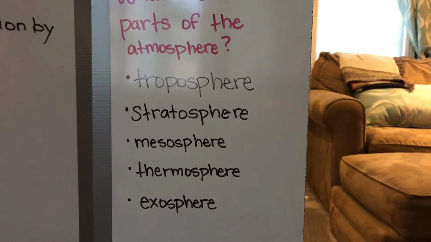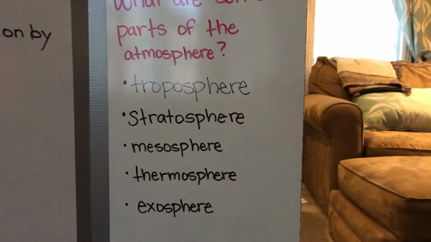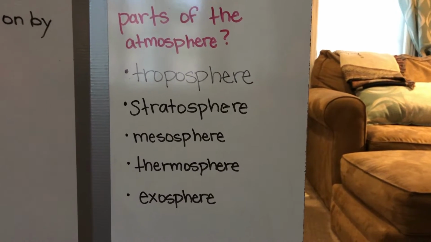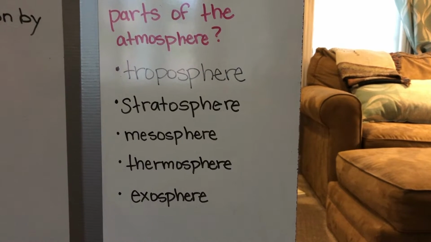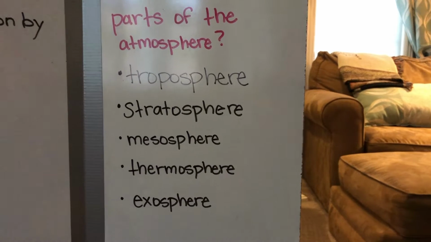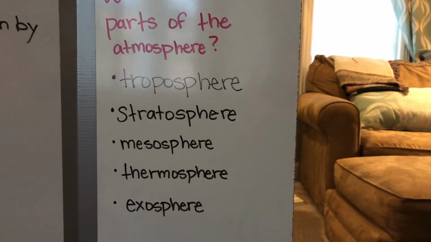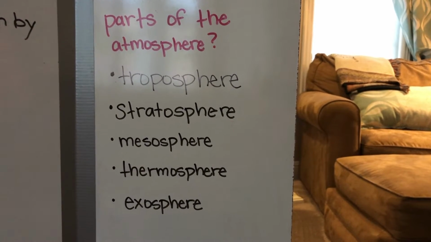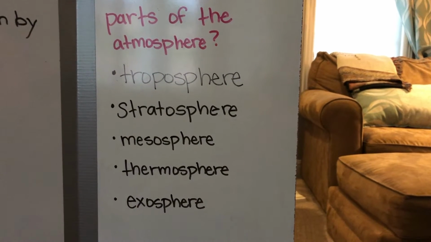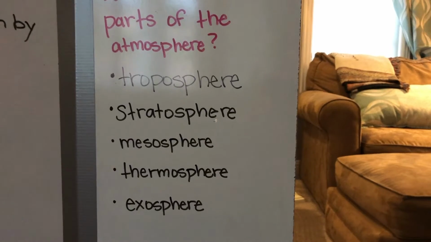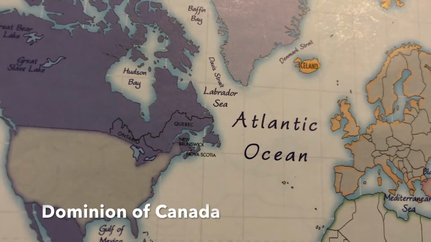What are some parts of the atmosphere? Troposphere, stratosphere, mesosphere, thermosphere, and exosphere.